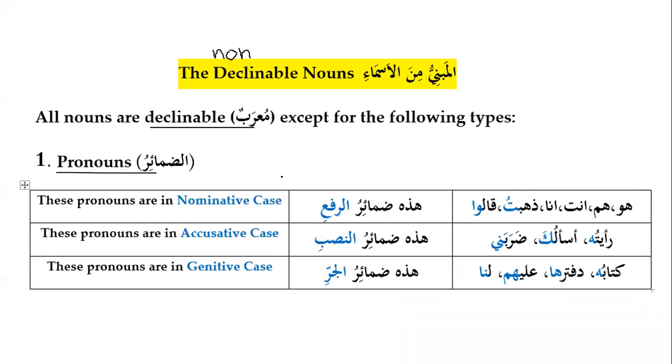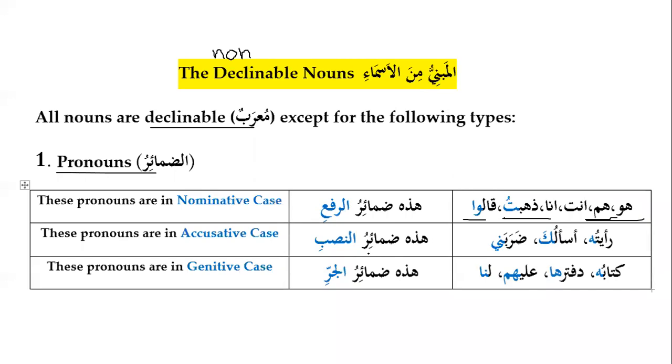Ad-damairu, all the pronouns, and they are mabniyun. For example, hadhihi damairu raf'i. These pronouns are in nominative case. For example, huwa, hum. Do you remember the conjugation of huwa? Yes, please. Huwa, huma, hum. Hiya, huma, hunna. Anta, antuma, antum. Anti, antuma, antunna. Ana, nahnu. So all of them are marfu. Excellent. And similarly, past tense verbs like dhahabtu and qalu, they are also marfu. They are in the place of rafu.